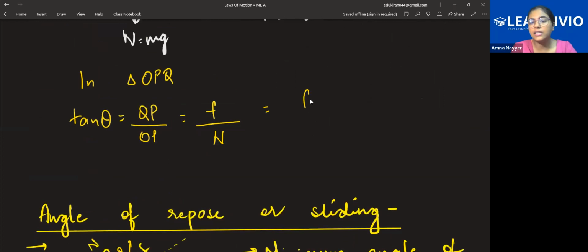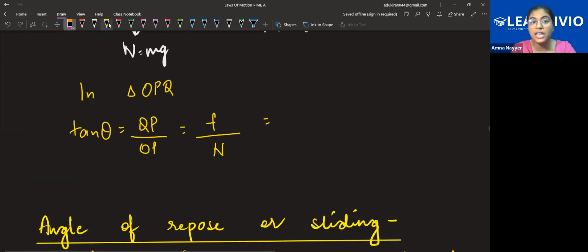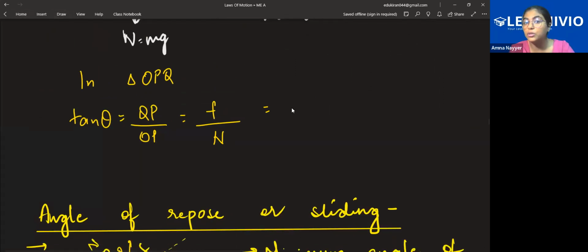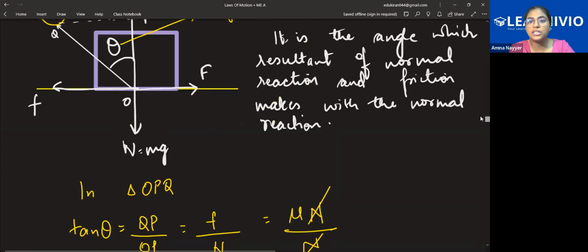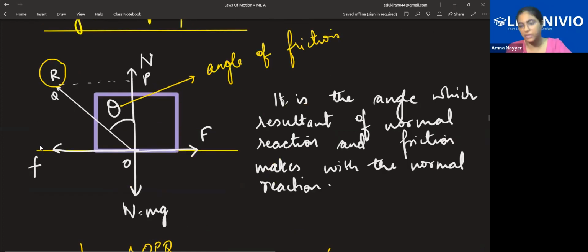Now class, what is the formula of the frictional force? What was the law of friction? That frictional force is directly proportional to the normal reaction. So F is equal to mu N. Dividing by N, N gets cancelled, and mu is equal to tan theta. This is very important. So what is the angle of friction? It is the angle which the normal reaction makes with the resultant of normal reaction and friction. The resultant is this, normal reaction is this, and the angle they subtend here is this. Write about it.